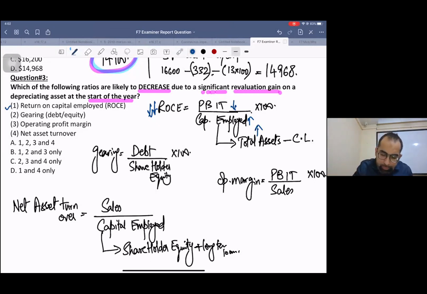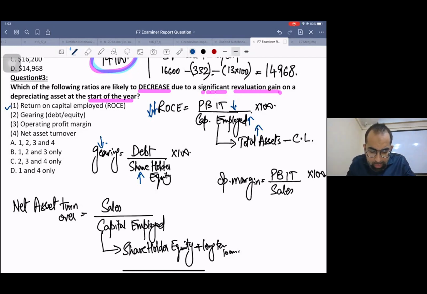Now come to point number two, gearing. Gearing means here the debt equity ratio. The formula of gearing is loan divided by shareholder equity times 100. Because of upward revaluation there is no change in loan, but yes, your equity goes up. Your revaluation reserve is part of equity. So when your shareholder equity goes up, that means the denominator of gearing is going up, so gearing will automatically go down, right?